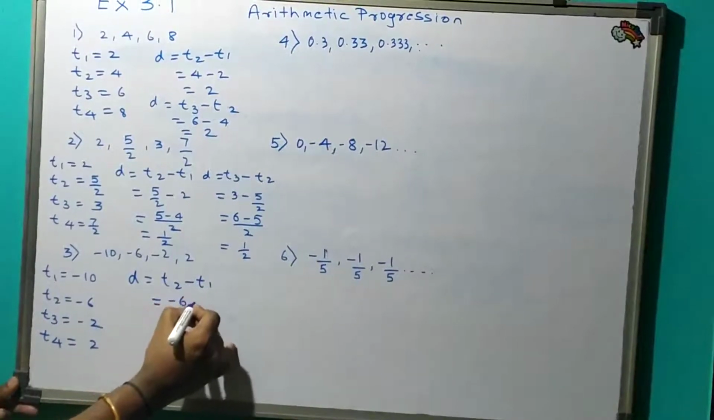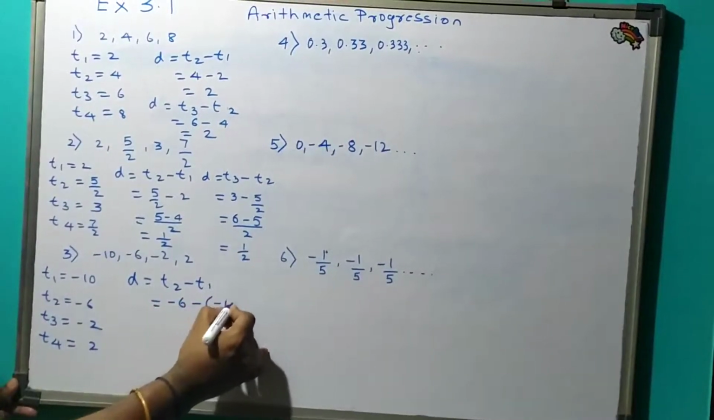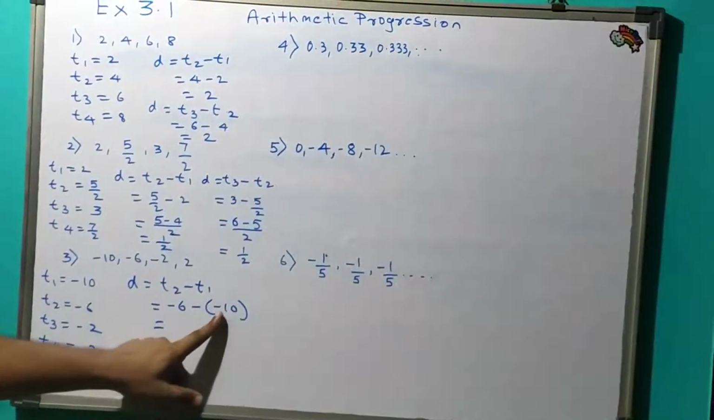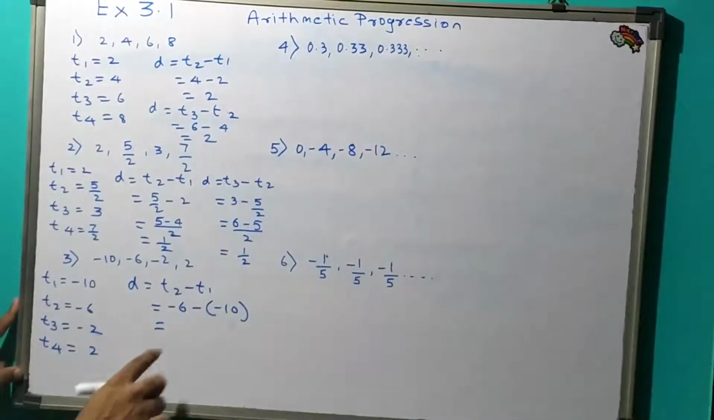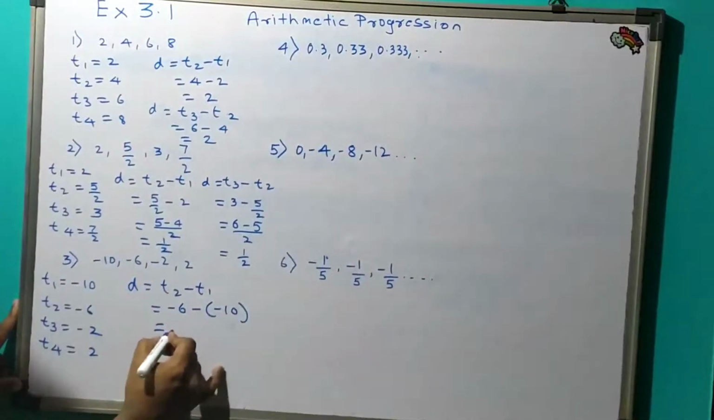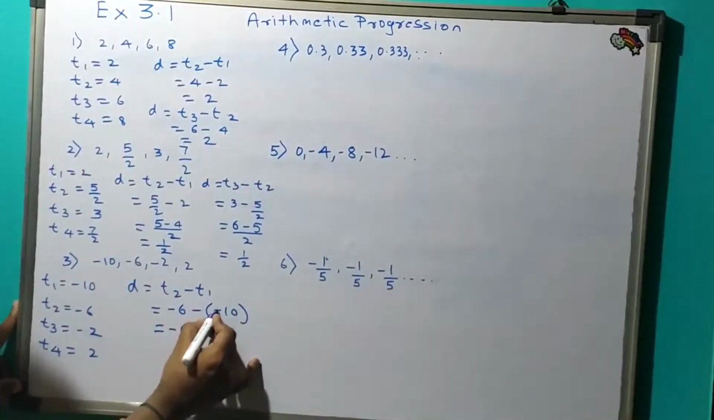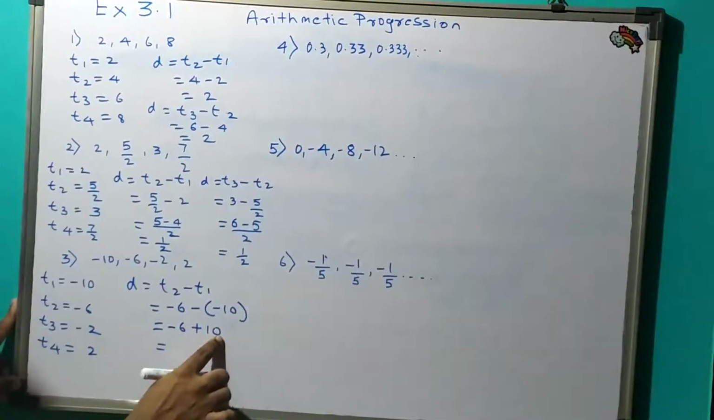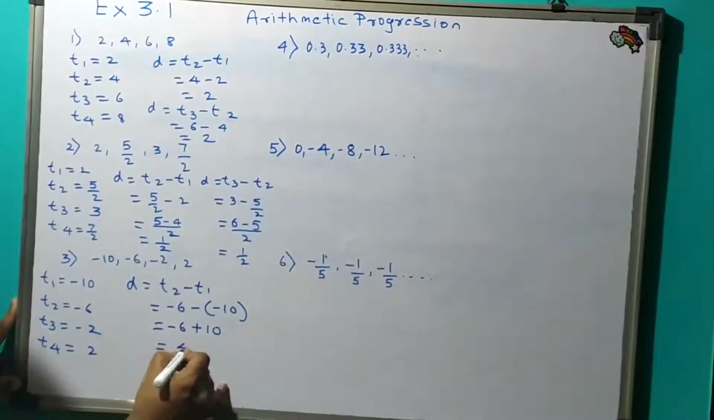T2 is minus 6 minus bracket minus 10. Why has the bracket been given? Since it is a negative sign, the signs will change. So I am writing it for your explanation. Minus 6, minus into minus will become plus 10. So I will get 10 minus 6, which is 4.